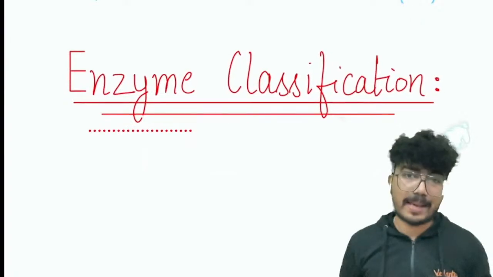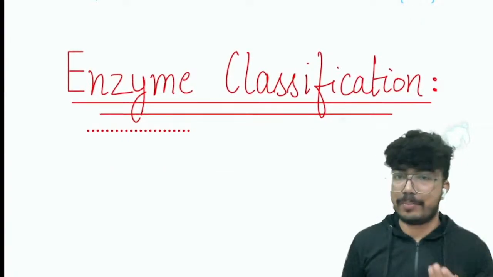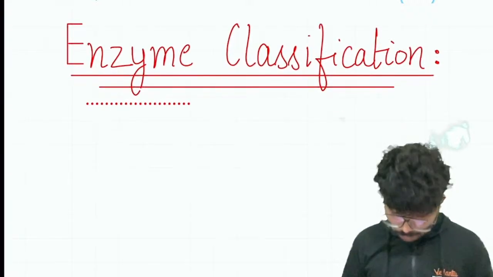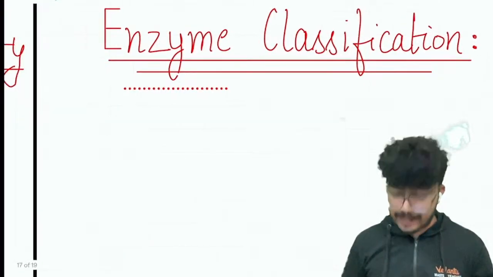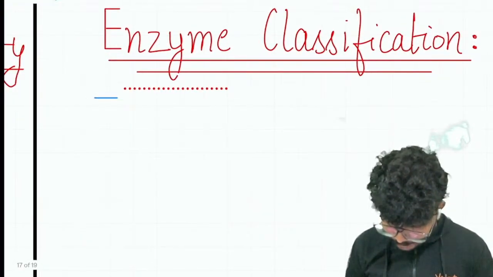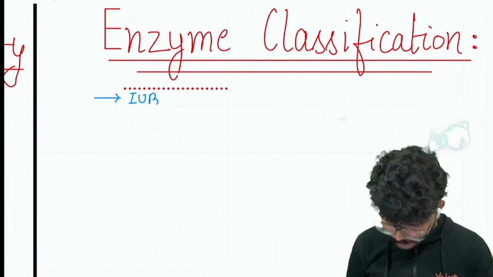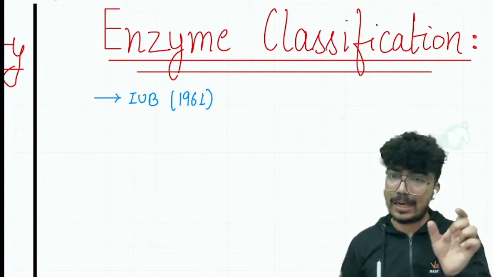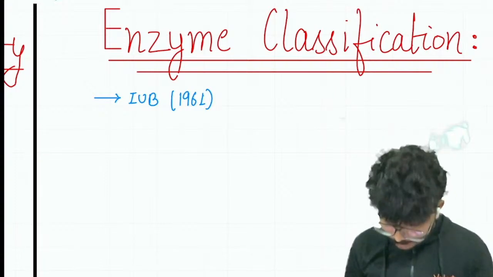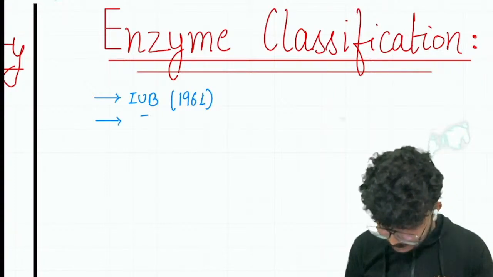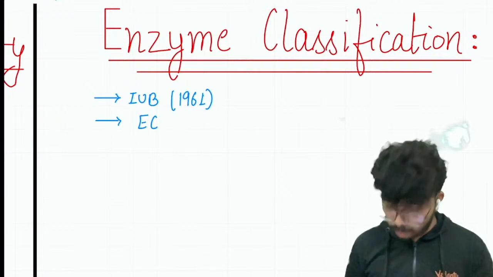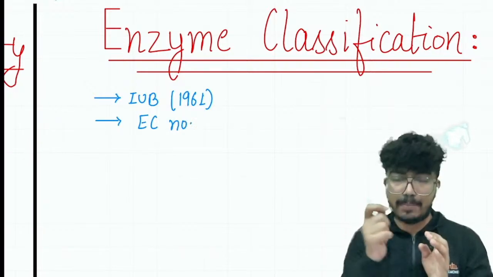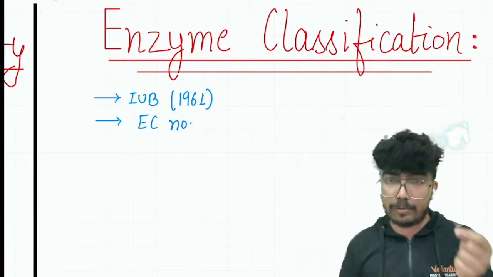Now the modern enzyme classification guidelines are given by the IUB, International Union of Biochemistry, 1961. So enzymes are allotted an EC number. Each and every enzyme will have its own specific EC number. The EC number is basically a 4-digit number separated by dots, or full stops, I can say.